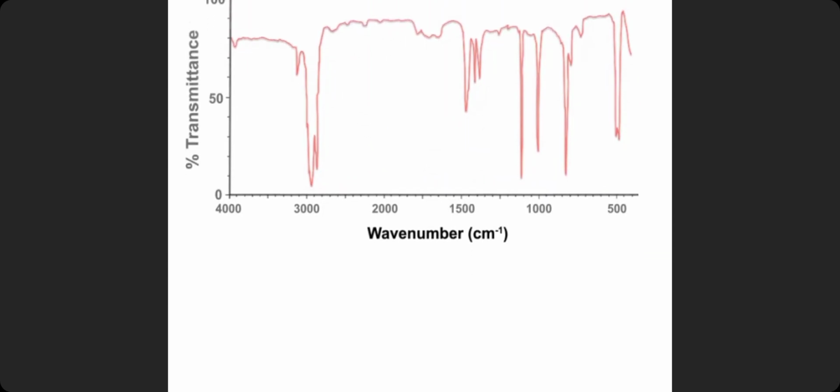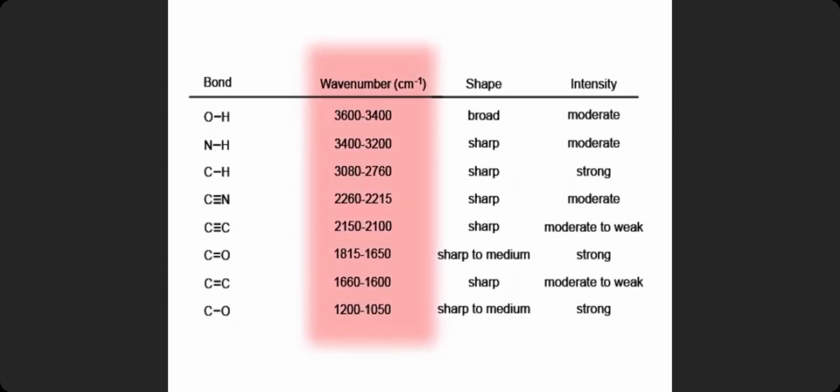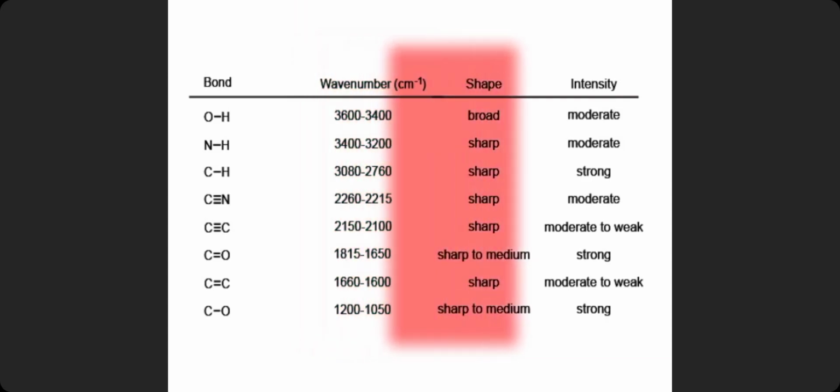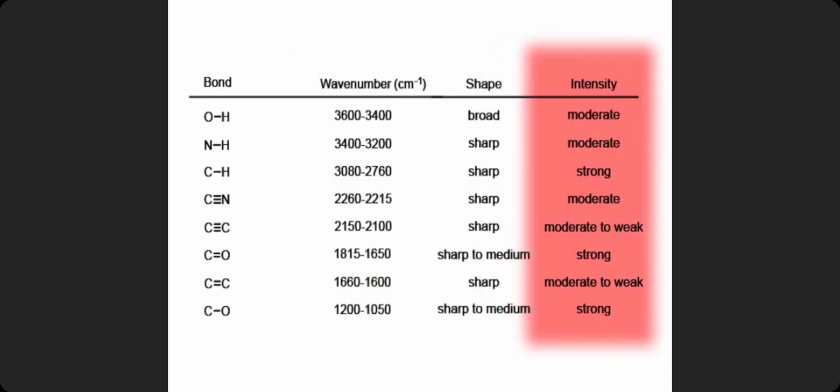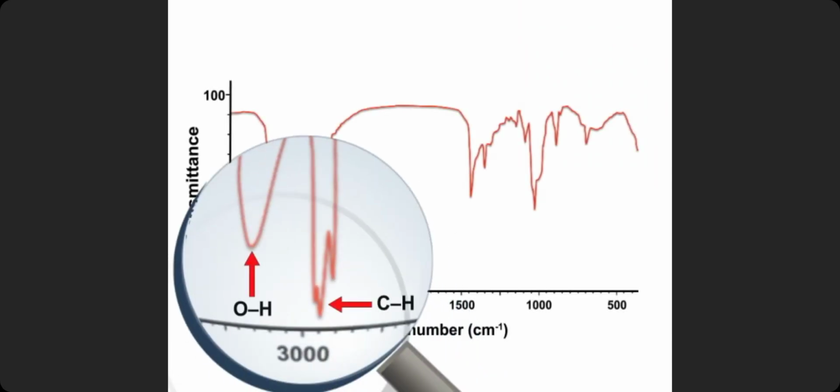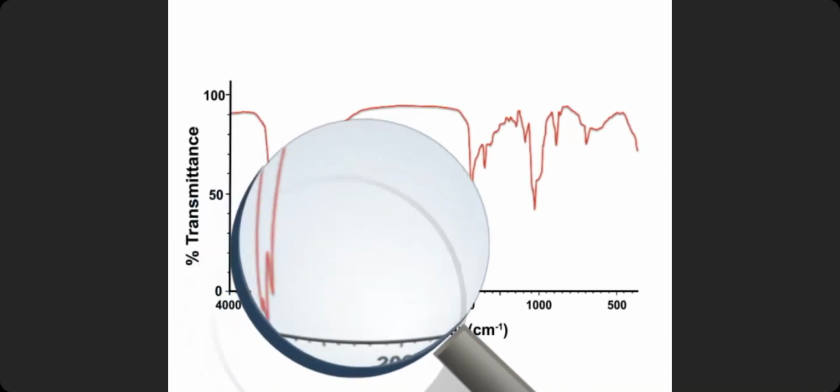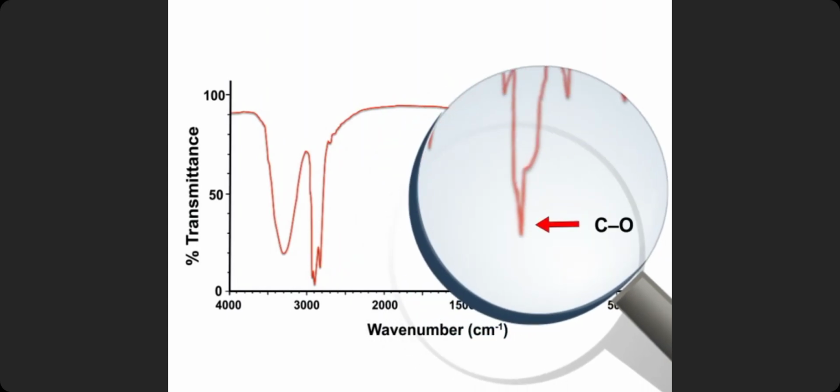spectrum. However, each type of bond will absorb IR radiation within a specific frequency range and will have a common peak shape and absorption strength. Peaks can therefore be assigned to specific bonds, allowing identification of an unknown compound from the IR spectrum.